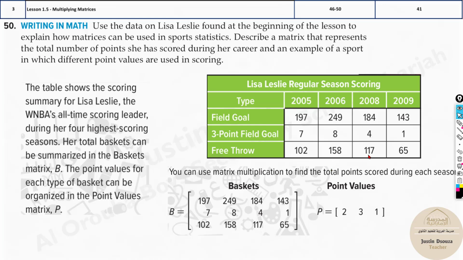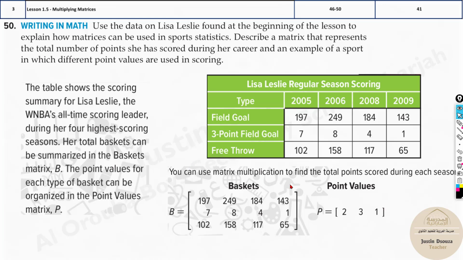See, 2005, 6, 7, 8, 2005, 6, 8, 9. So this is the player. This player has scored field goals, so many. 3-point field goals, so many. And free throws, so many over here. And the points for each of this type: for field goal is 2 points, whereas 3-point field goal is 3 points. And free throws is 1.